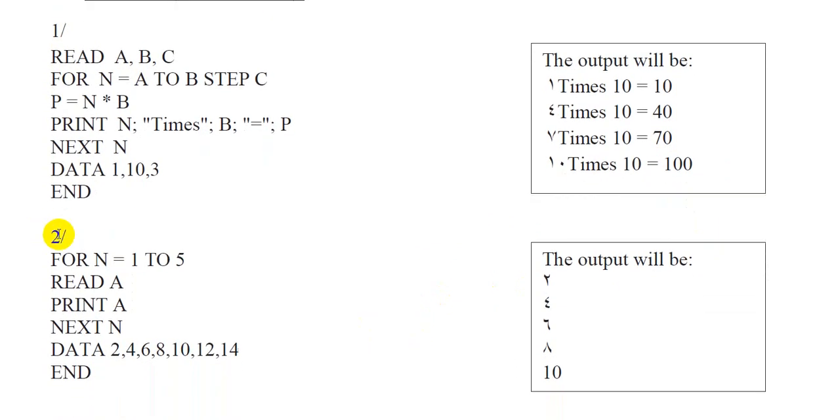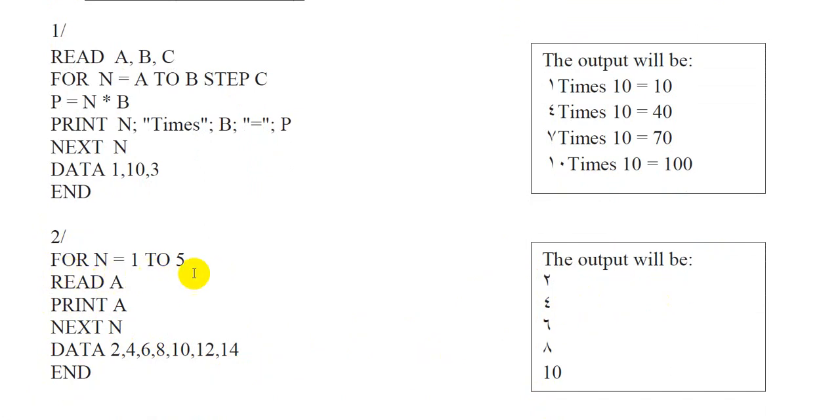As you can see, we're on exercise 2 here, for n equals 1 to 5: read A, print A, and next n. N is the constant value. It could be considered for all the values 2, 4, 6, 8, 10, as you can see from here, and for the next data 2, 4, 6, 8, 10, 12, 14, and conclude. So the output will be in the following form.